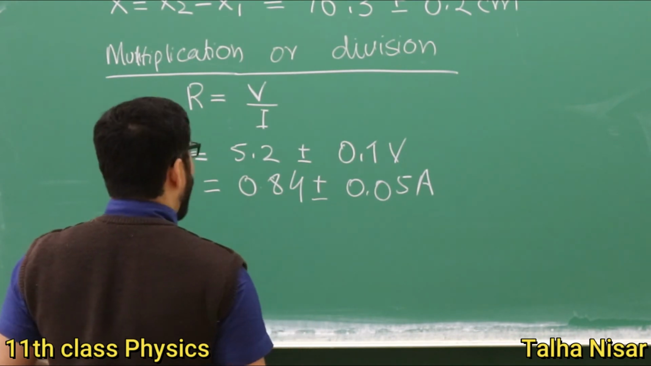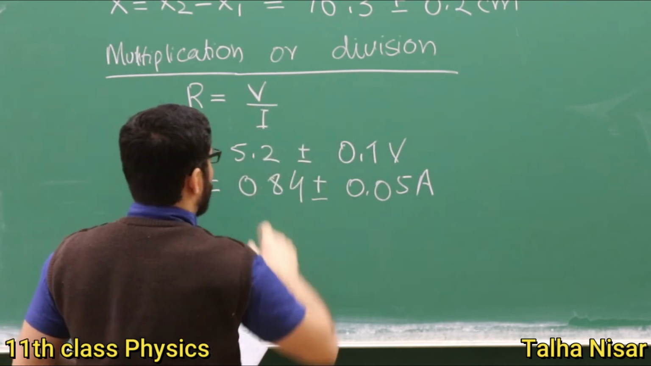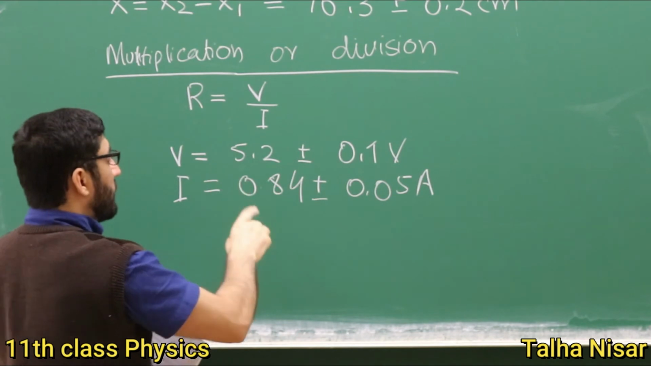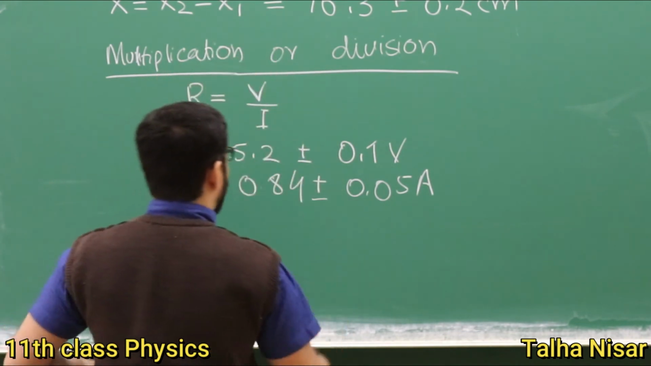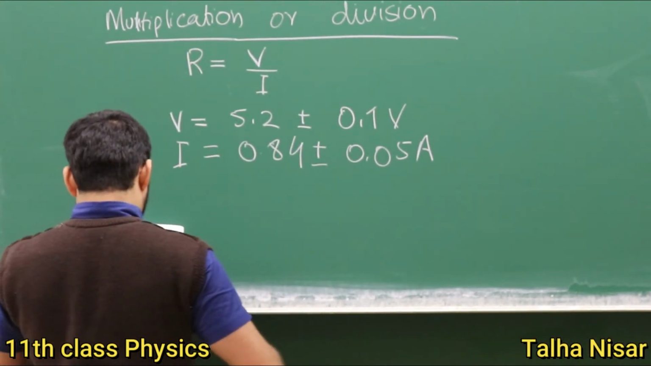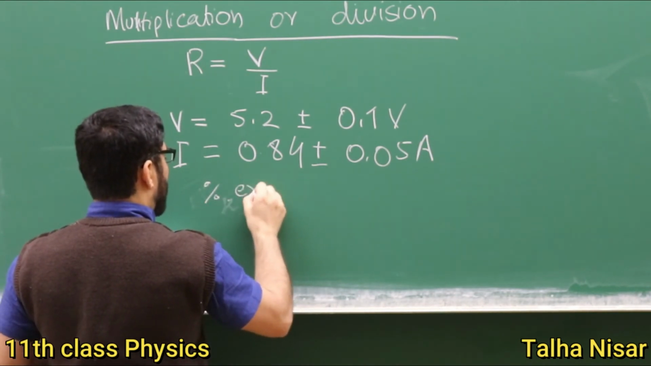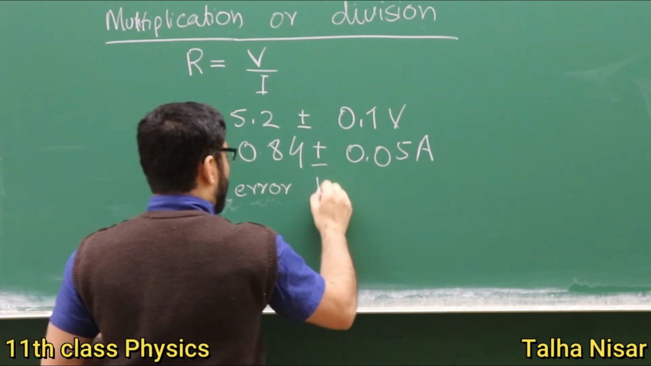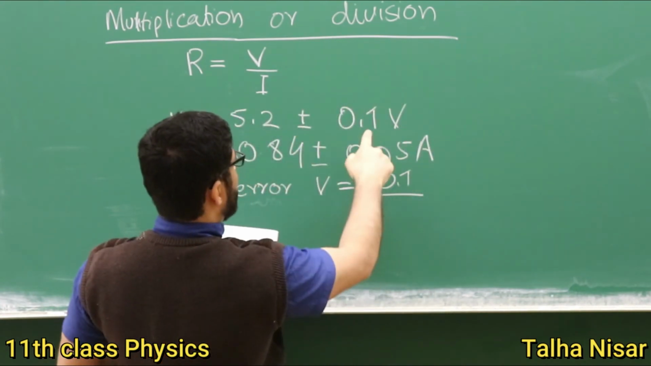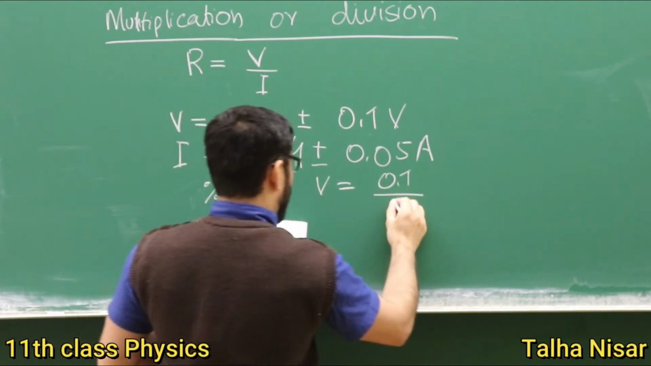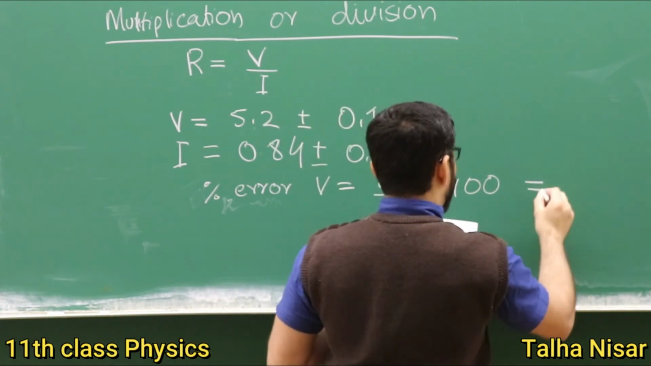So here we have to add the percentage. For the division, here we have the division. So this is the case of division. For that we first have to calculate the percentage error, and then we add the percentage error when it comes to multiplication or division. So the percentage error in V: we have the 0.1 divided by the measured value, and then multiply by 100. This is how we get the percentage error.